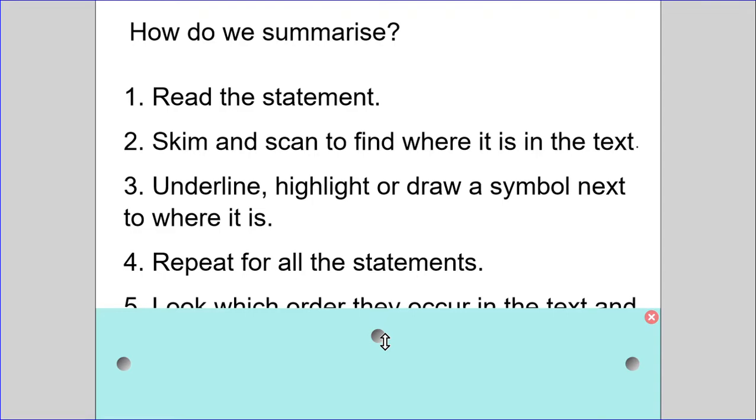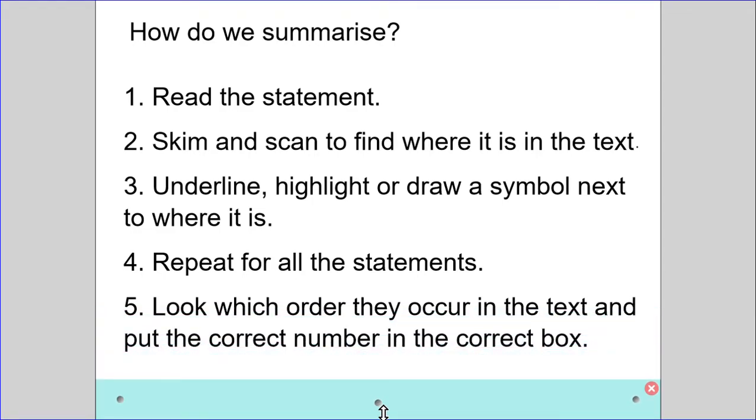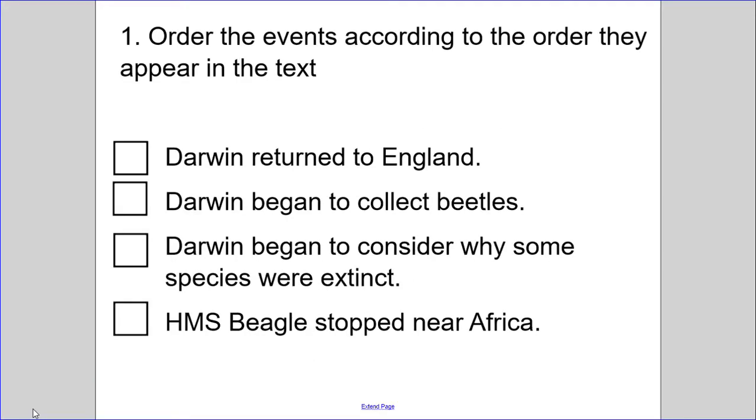And then you're going to repeat that for all the statements, look at which order they occur in the text and put the correct number in the correct box or match the right heading with the right information. So, number 1, order the events according to the order they appear in the text.